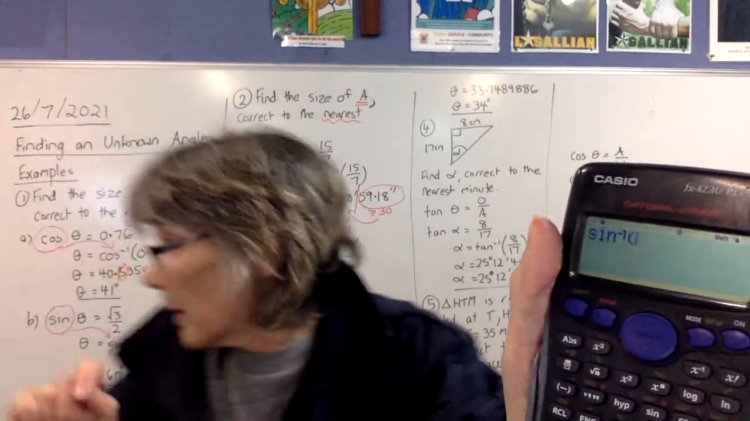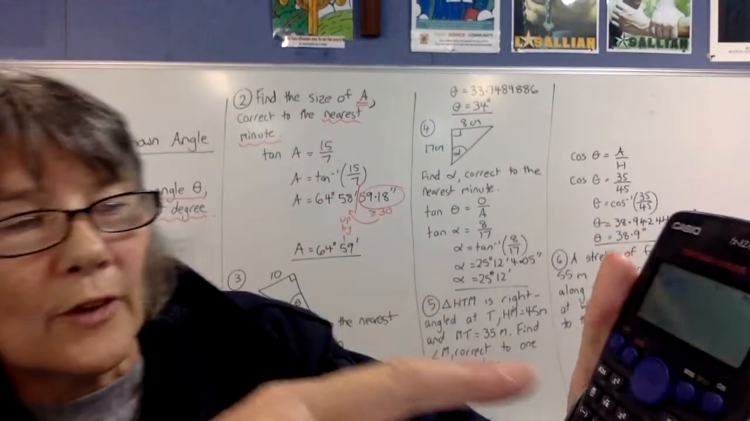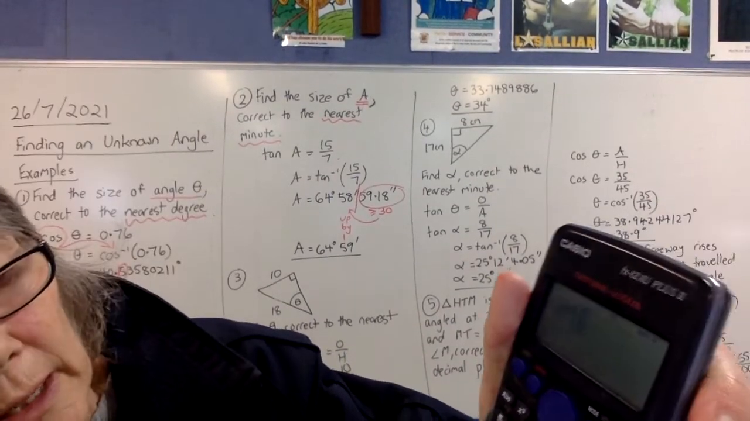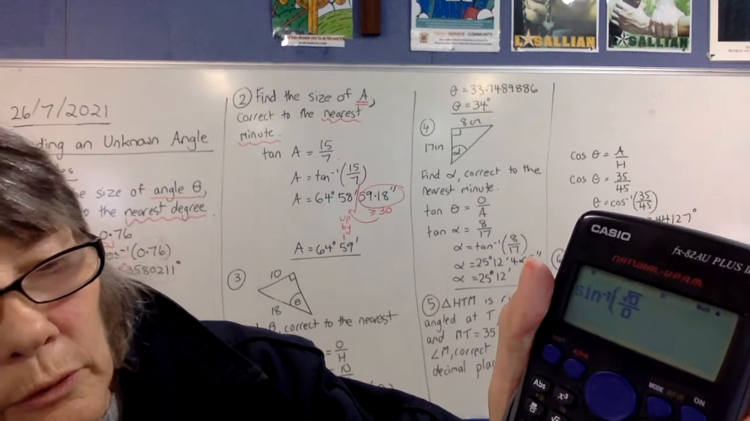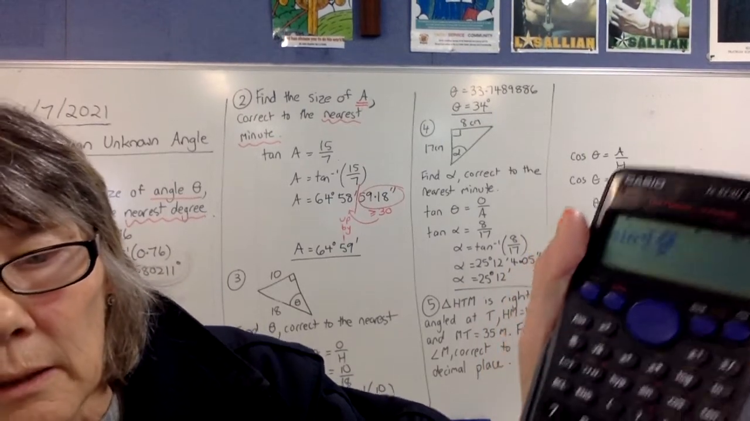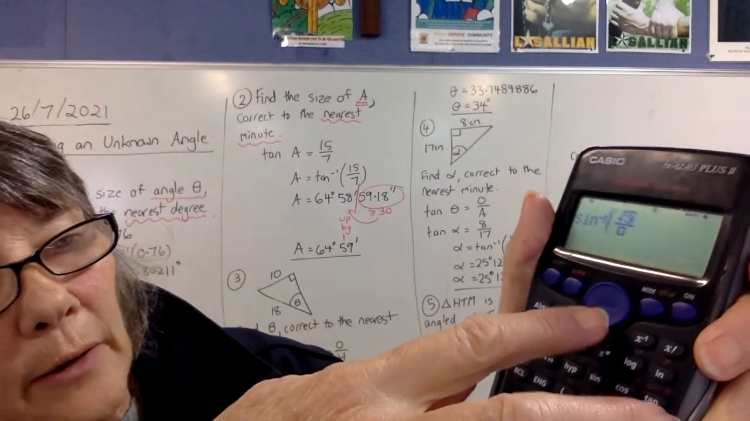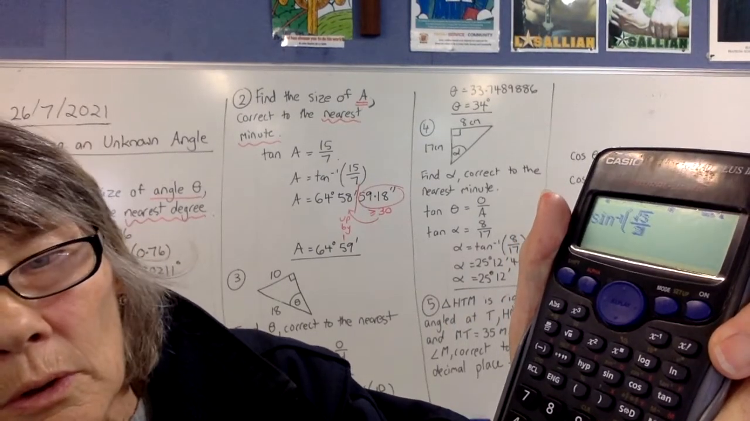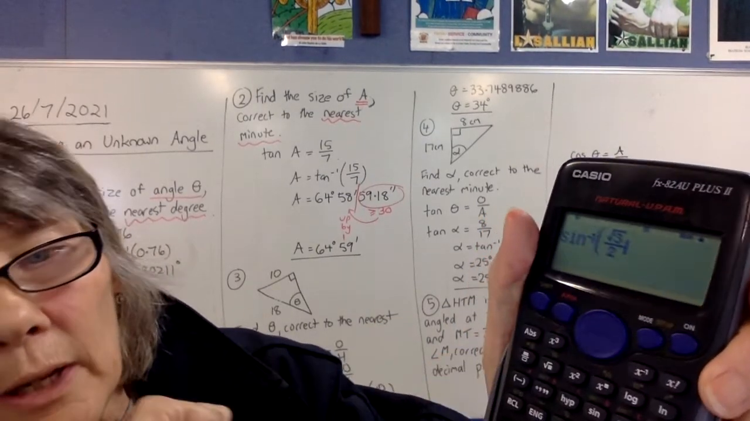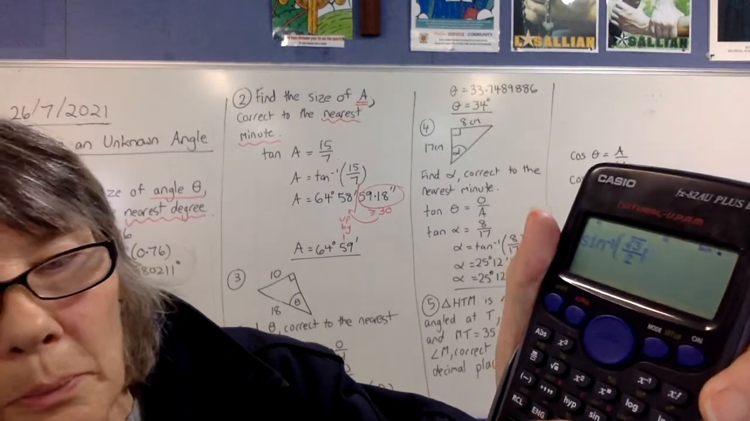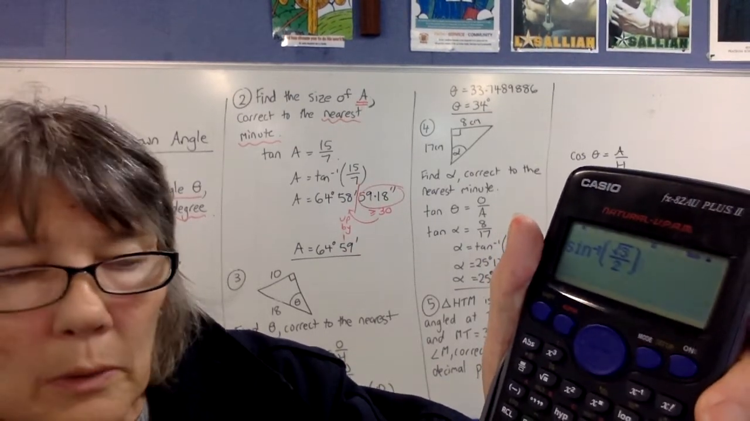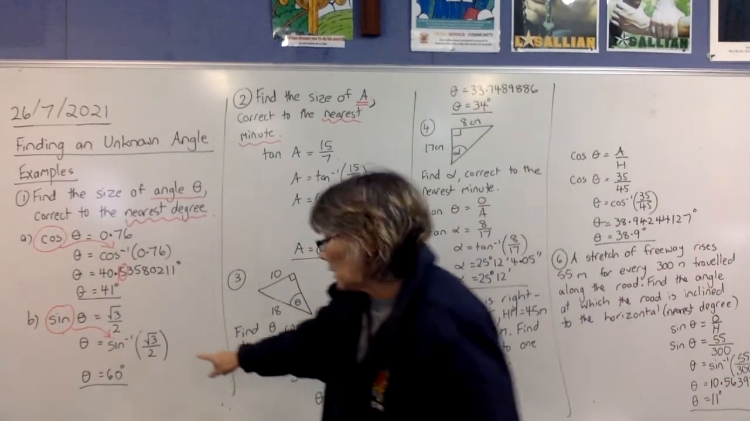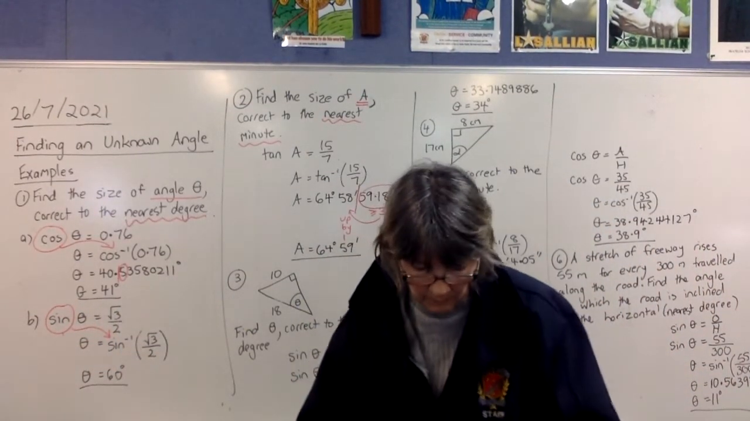So shift sine, and then we've got a fraction. So we're going to press the fraction bar, and then on the top of the fraction I want √3. So I'm doing √3, and then we're going to down arrow, and on the bottom we're putting 2. Right arrow, that gets you out of your fraction, close your bracket off, and that looks like what we've got on the board, equals, and it's 60 degrees. You don't need to round that one off.